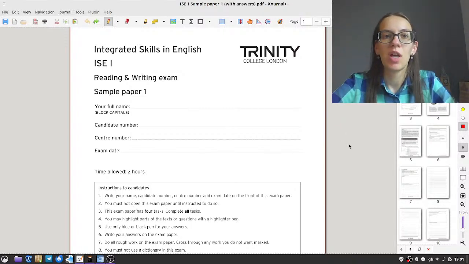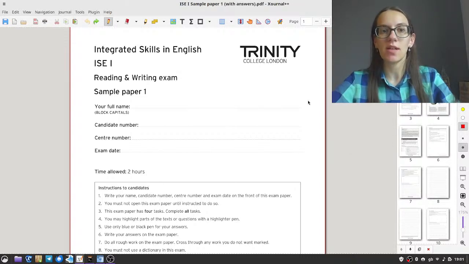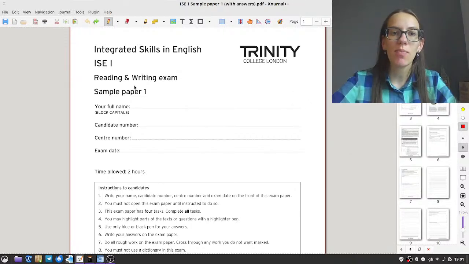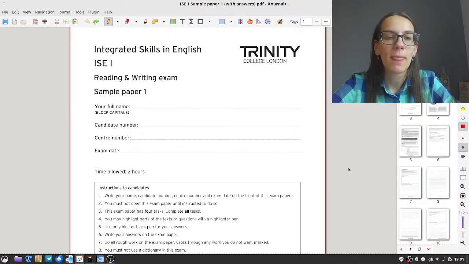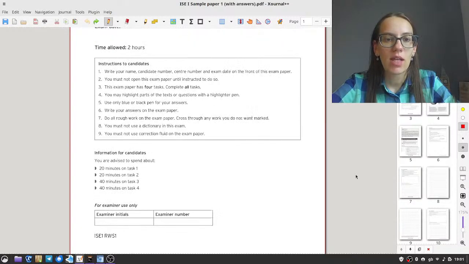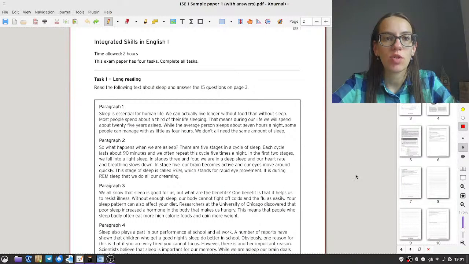which is not always like this. There are other exams that don't do integrated skills. Maybe they have a reading paper and then a writing paper. In this exam it's all in one paper. And we are going to start looking at task 1. There are 4 tasks in this paper. And well, in this stream we will only look at task 1, and maybe we'll look at task 2 next week.